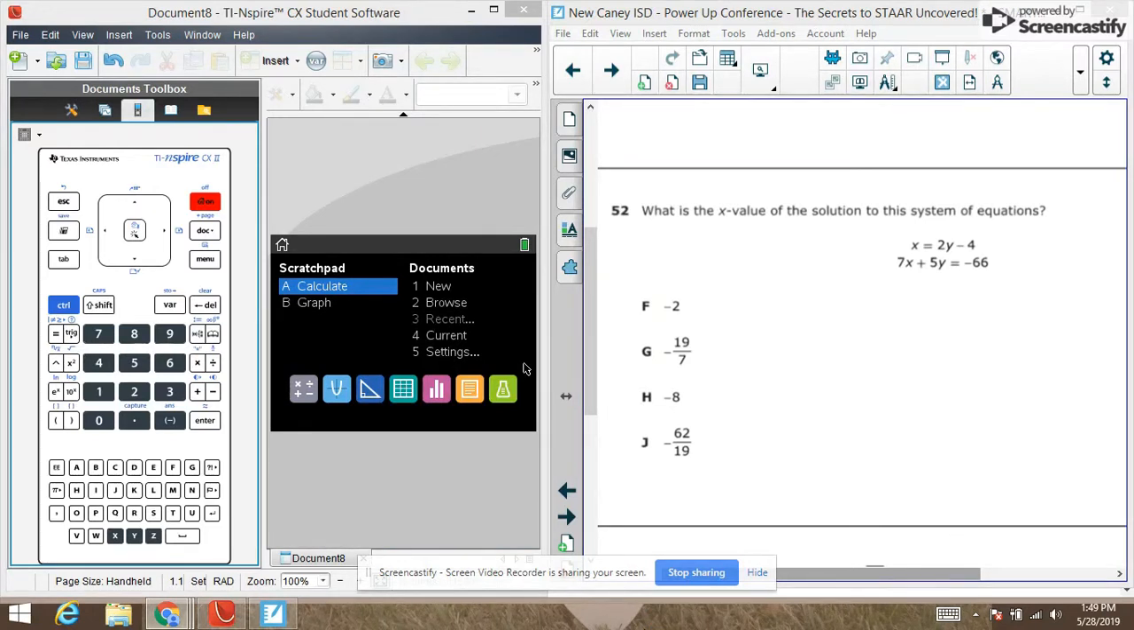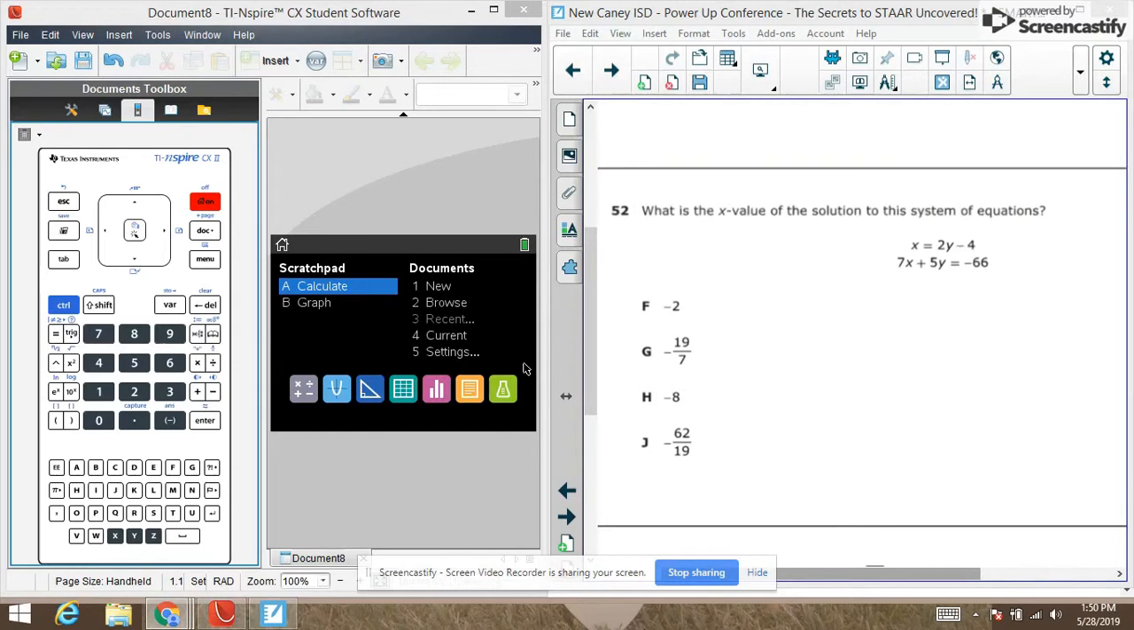Let's take a look at problem number 52 on the right. What is the x value of the solution to this system of equations? X equals 2y minus 4 and 7x plus 5y equals negative 66.